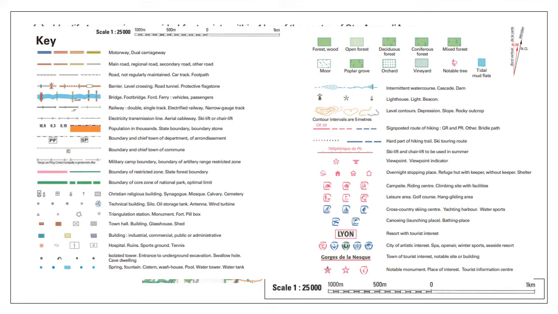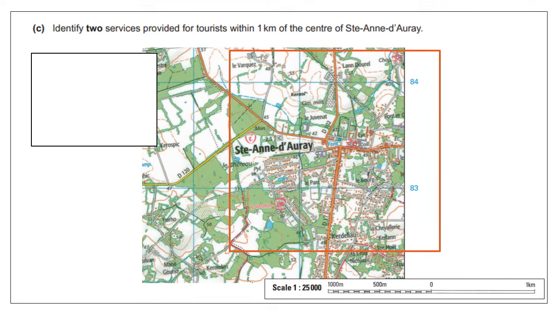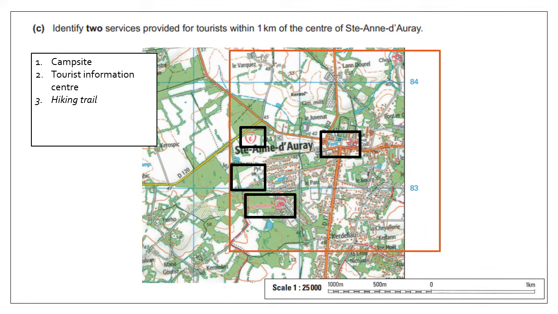Anywhere that's marked with a red rectangle is resort with tourist interest. It could be a campsite, a leisure area, a cross-country skiing centre, anything that attracts tourists. So again, just recap here. If I go back to my map, I'm going to spend a little bit of time highlighting these areas. So there we go. One, there's a nice tourist information centre. We've got a campsite, we've got a hiking trail, and we've got a place of interest there.